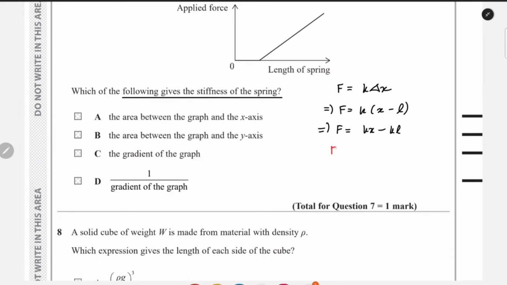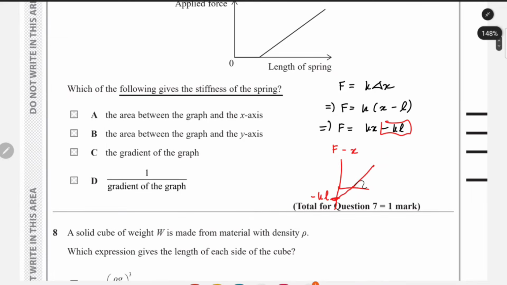If we plot a graph of F against X, or force against the length of the spring, this will be a straight line with gradient K and y-intercept of minus KL. So this value over here will be minus KL, and the gradient will be K. So this is our answer. The gradient of the graph will give us the stiffness.